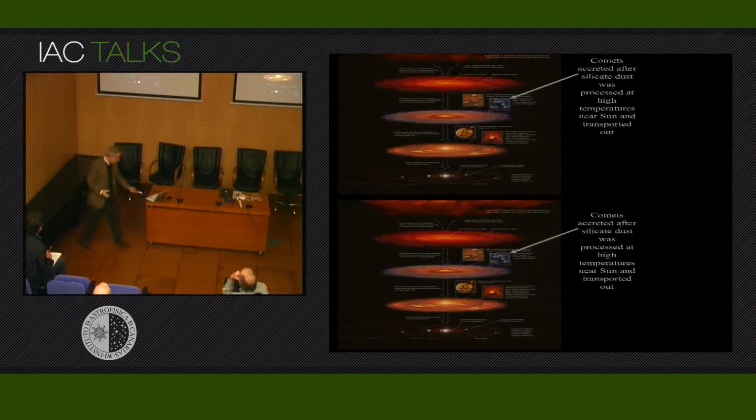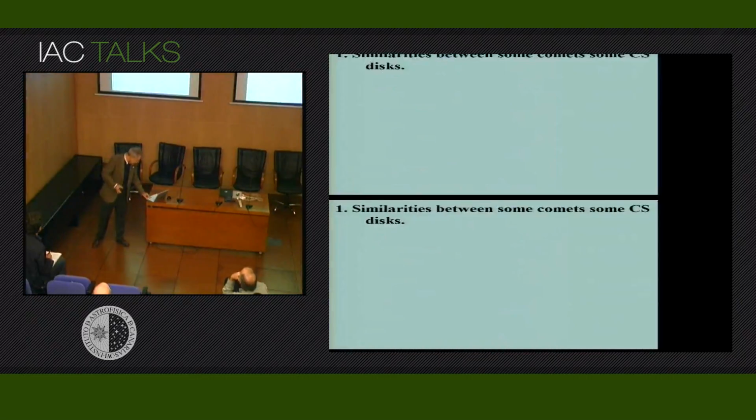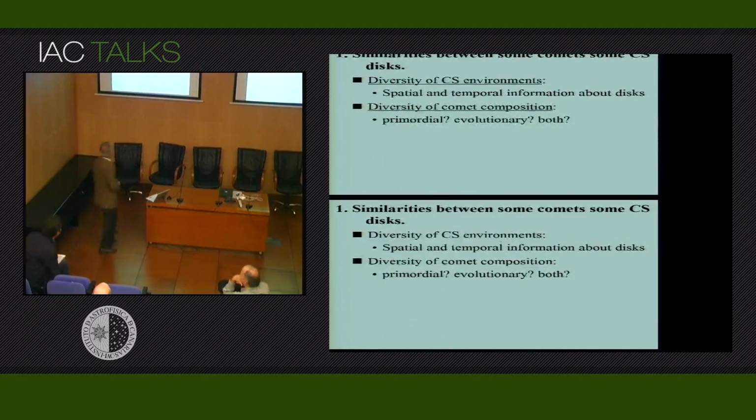And then we have diversity of circumstellar environments. They tell us about the spatial and temporal information about the disks, and diversity of comet composition, primordial, evolutionary, both. And this I'm going to only just mention very briefly. We have interesting connections between primitive asteroids, trans-Neptunian objects, and comets.